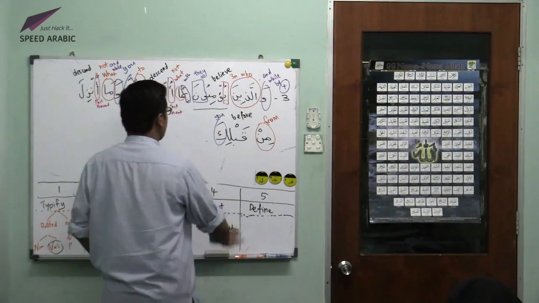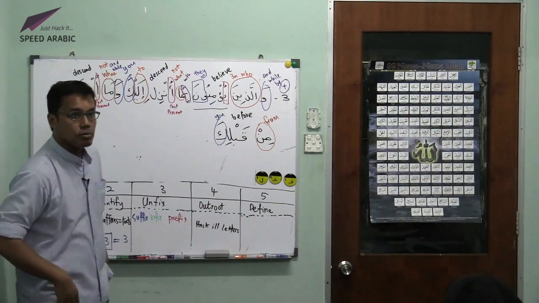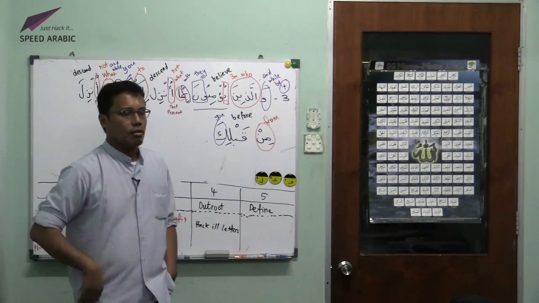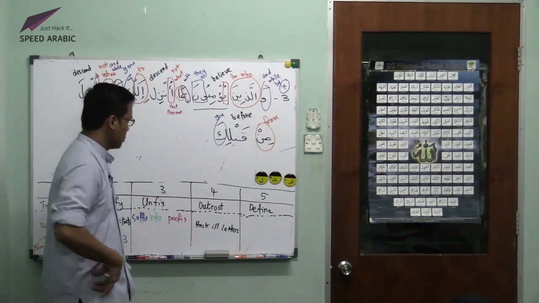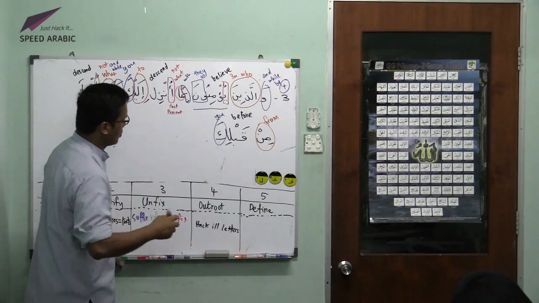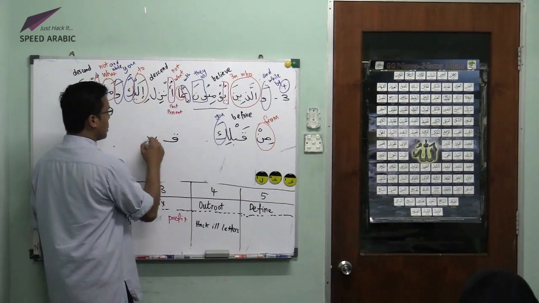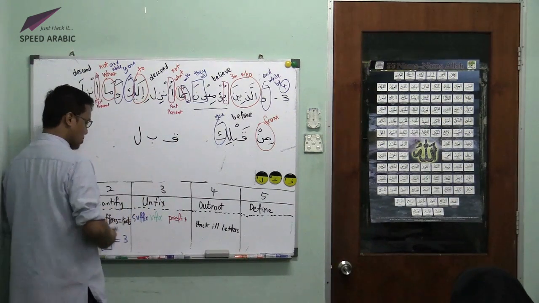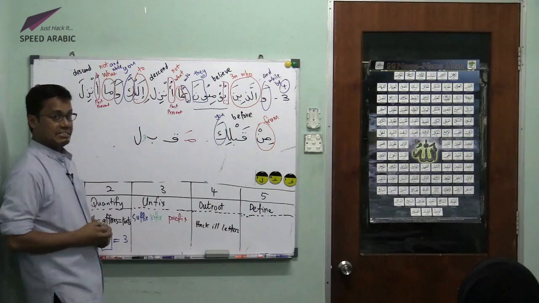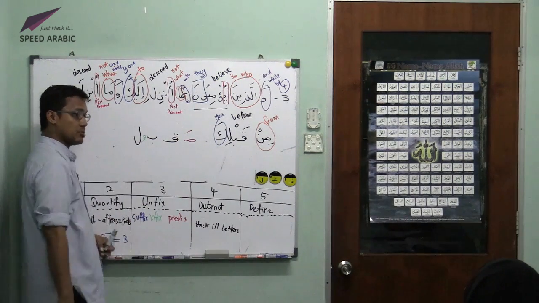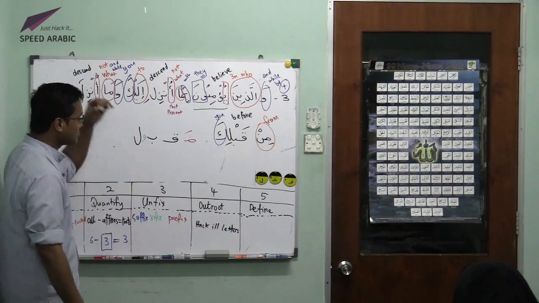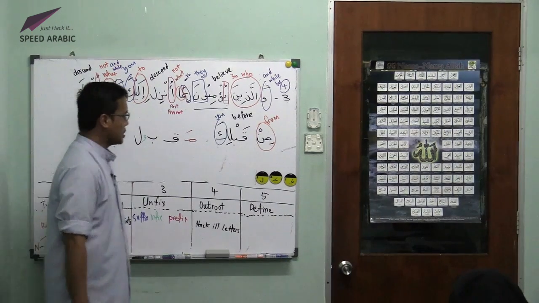Okay? Qablu also before, yes. Maqbul, accepted. Mim waw. Maqbul. So qaf, ba, lam. Right. So when you add a mim in the front and a waw, yang di. So qabala, terima, makbul, yang diterima. Doa makbul, yang diterima. Okay. Yang diterima.